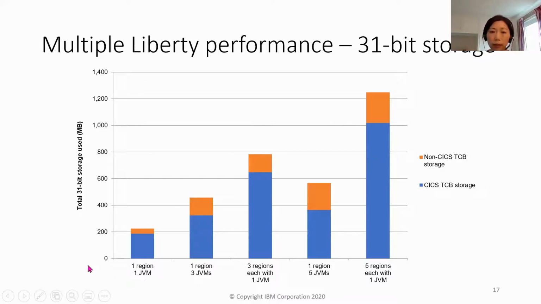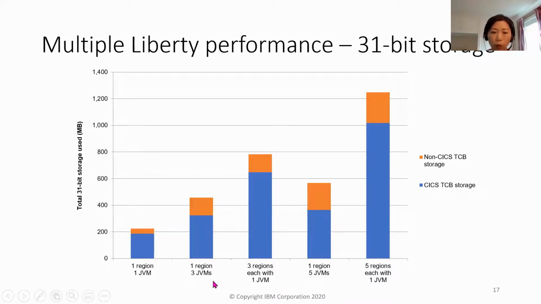Then we look at the 31-bit storage. This chart shows you the total 31-bit storage for different setups across all the regions and as a total for all the JVMs. For the first, third, and last ones, which have one JVM in different regions, the usage of 31-bit storage increases proportionally, because each region has only one JVM. So the amount of storage on the 31-bit accumulates because of that kind of setup.